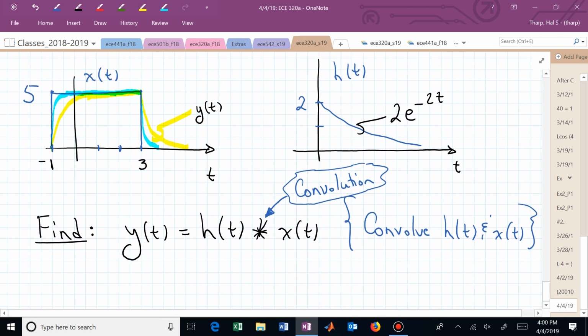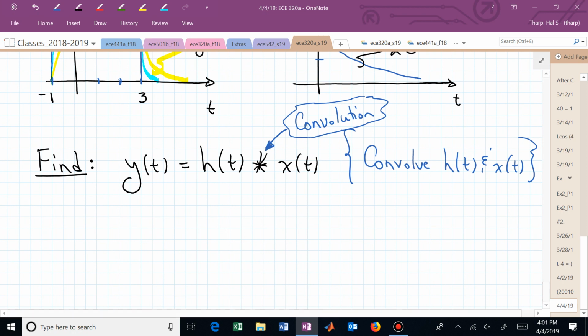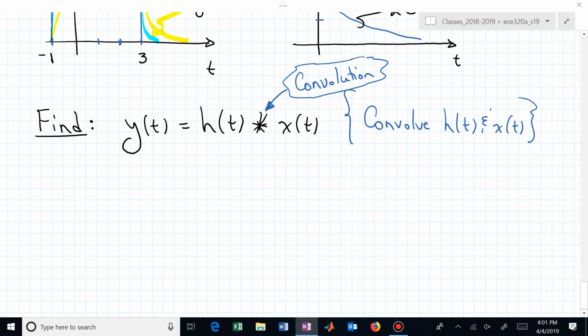Which of these two waveforms do you think I would prefer to flip and slide? I would prefer the left one because it has a constant value. This one has a functional form, and I need to flip and slide. That gets a little messy. So let me flip and slide x in this particular instance. But either way will give you the correct answer if you do it properly.